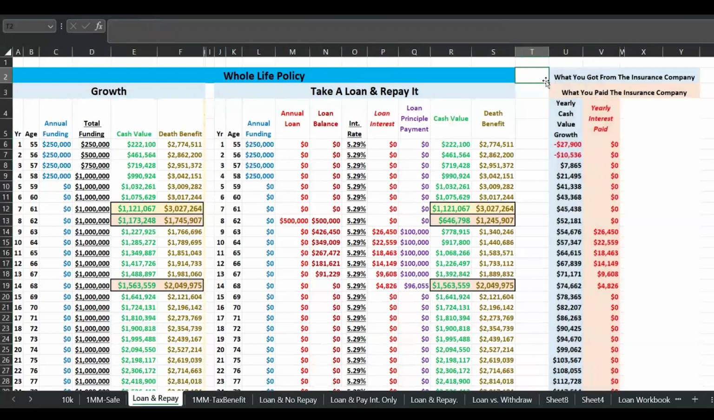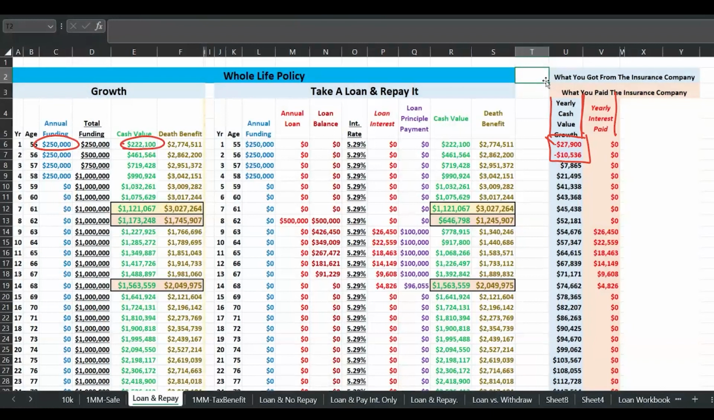So looking at this, in blue, you've got the yearly cash value growth, and in red, you've got the yearly interest paid. First 2 years with the policy, you're in the red. The reason why, if we look at year one, you pay in $250, your cash value is $222, which comes out to a hit of almost $28,000.